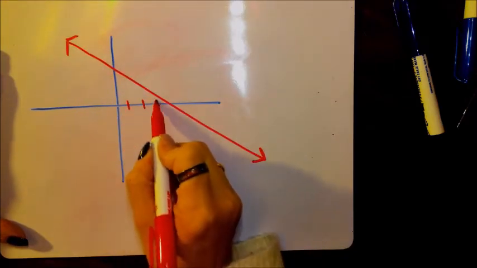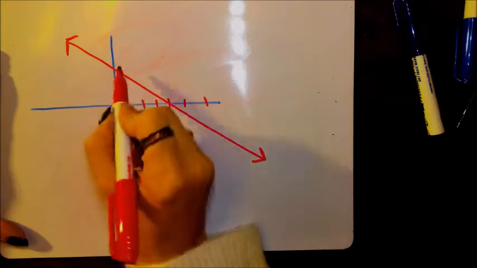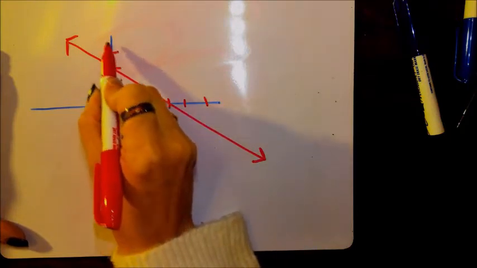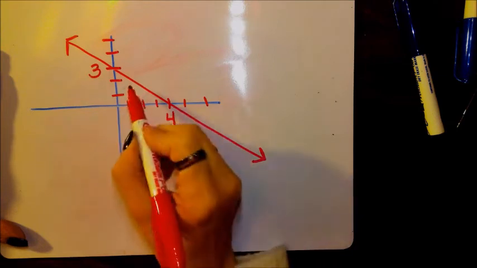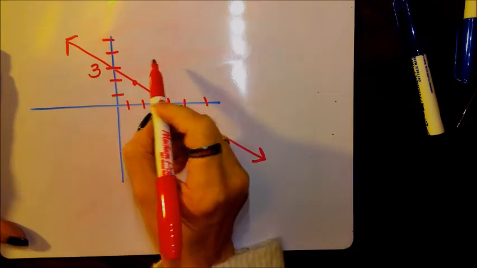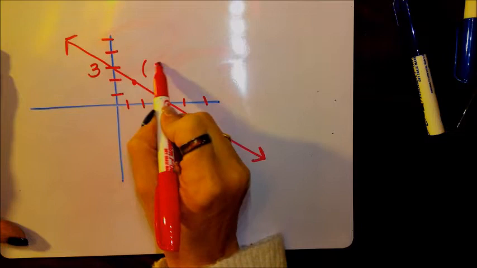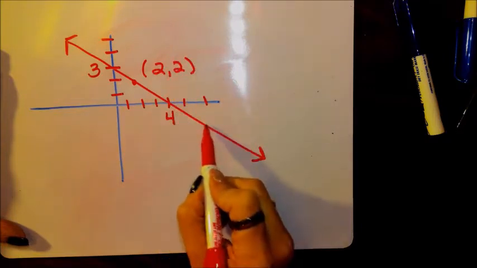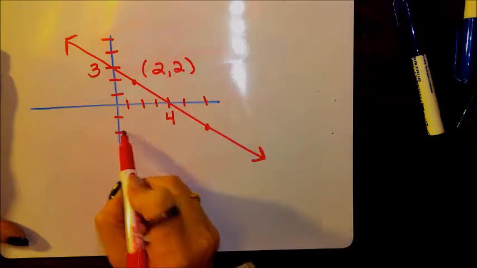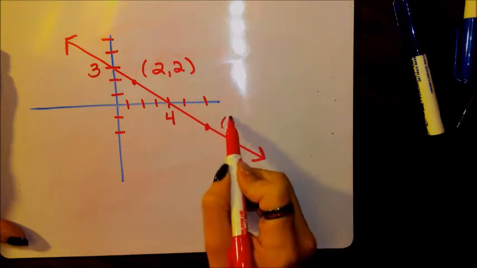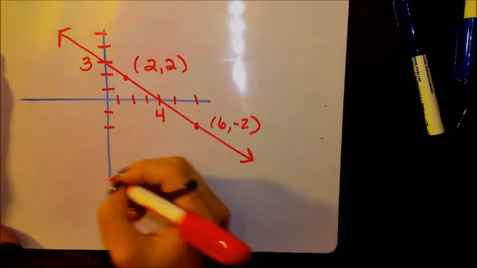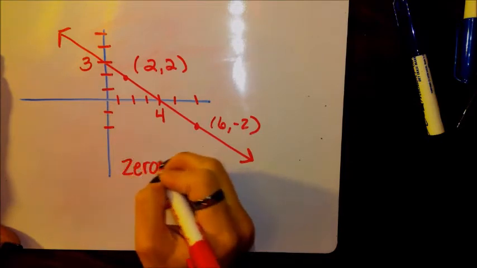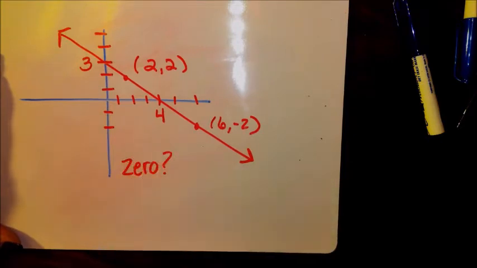1, 2, 3, 4, 5, 6. 1, 2, 3, 4, 5. Alright, so that's at 3, this is at 4. And I'm going to put the equation, 2, 2, and 1, 2, 4, 5, 6. Over 6 down 2. My question is, what is the 0 of this line?